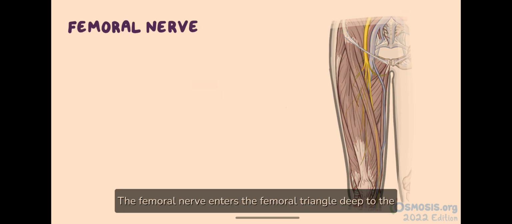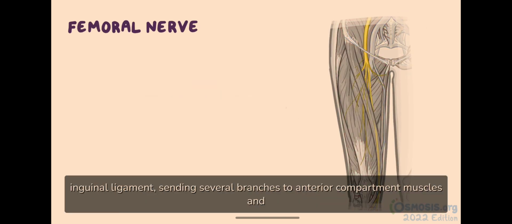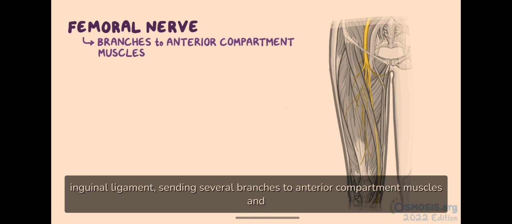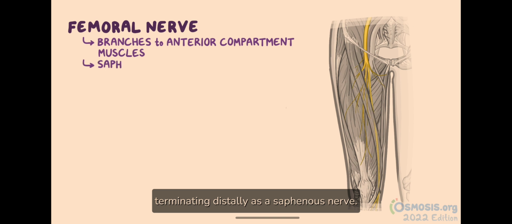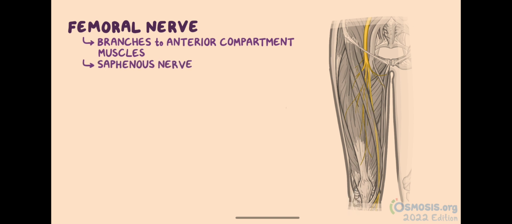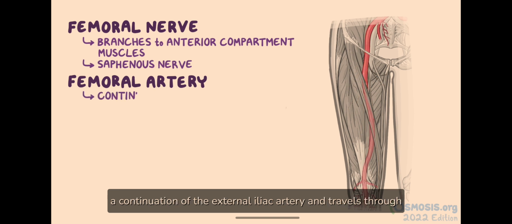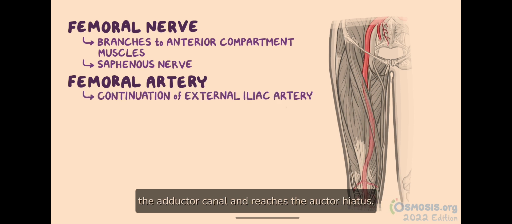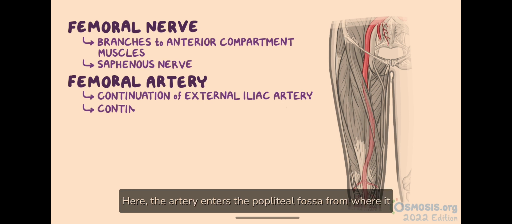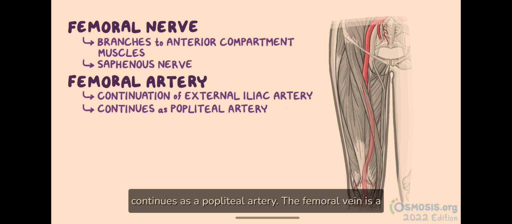The femoral nerve enters the femoral triangle deep to the inguinal ligament, sending several branches to anterior compartment muscles and terminating distally as a saphenous nerve. The femoral artery starts distal to the inguinal ligament as a continuation of the external iliac artery and travels through the adductor canal and reaches the adductor hiatus. Here, the artery enters the popliteal fossa, from where it continues as a popliteal artery.